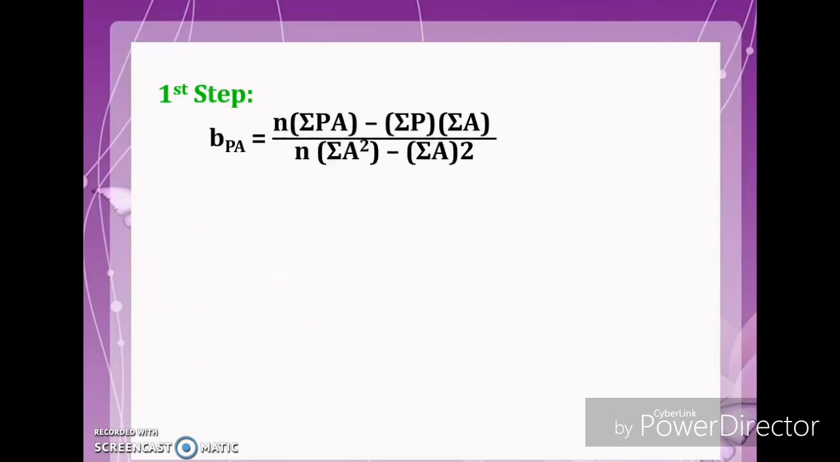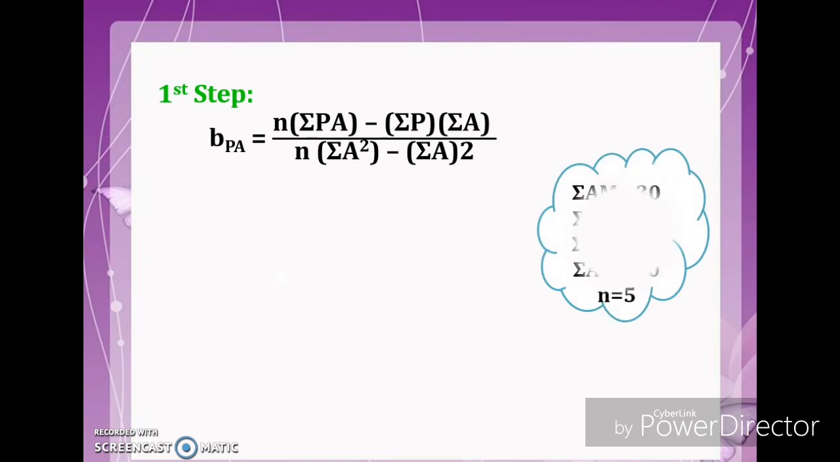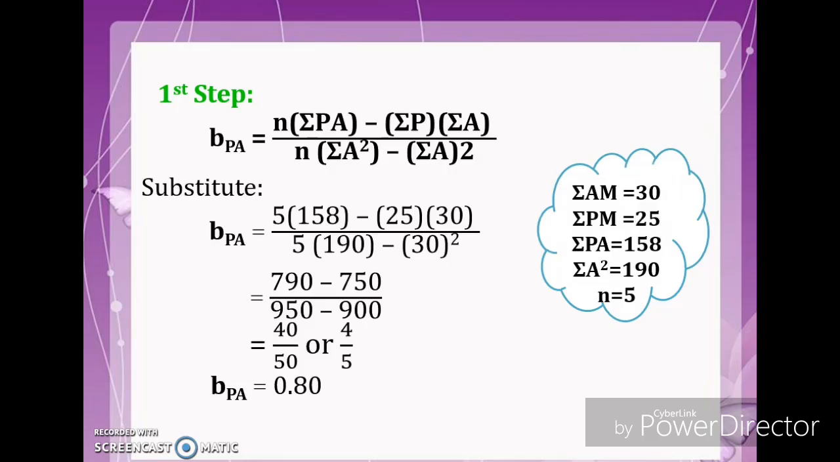So, ngayon, ang first step natin ay i-substitute ang mga values na nakuha natin sa formula ng B sub PA. So, ganito ang kalalabasan. B sub PA is equal to 5 times 158 minus 25 times 30 all over 5 times 190 minus 30 squared. So, i-compute lang natin ito.